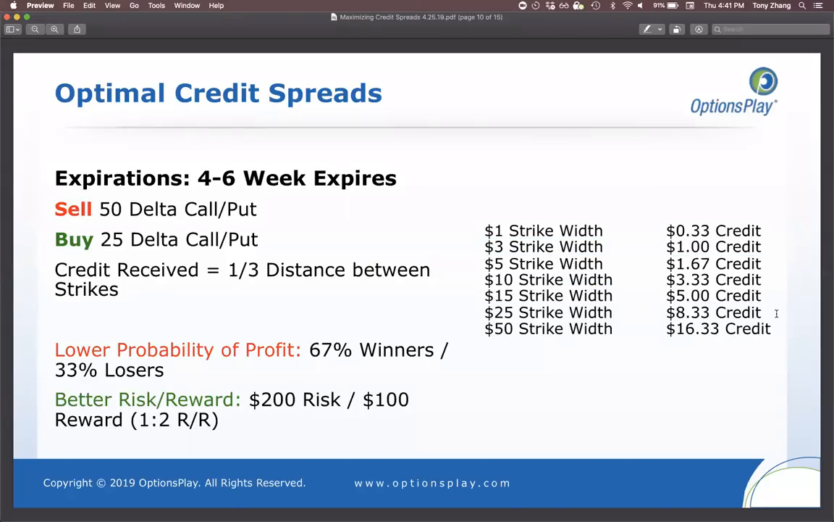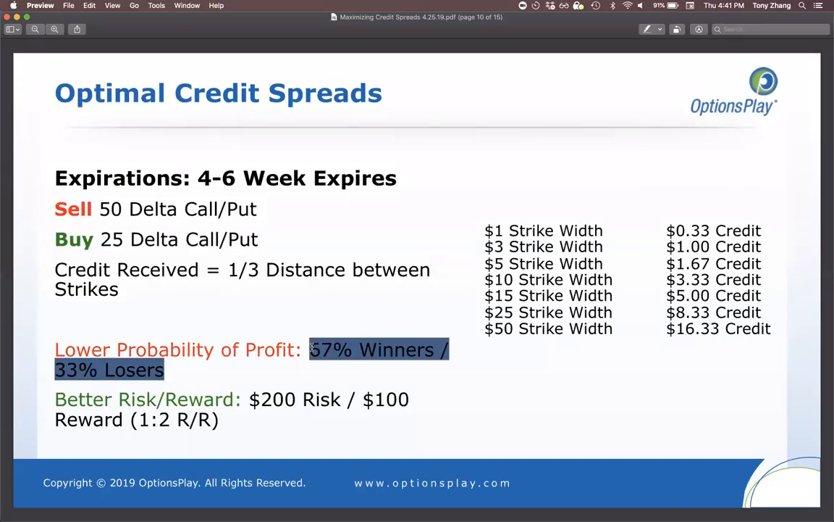So this is a chart just to give you a very quick reminder of, if you're selling a $10 wide strike, you want to collect roughly about $3.33. If you're too far below that or too far above that, that means your strikes are a bit out of whack compared to this type of scenario. So these are the types of risk to rewards that we typically see with this type of strategy.